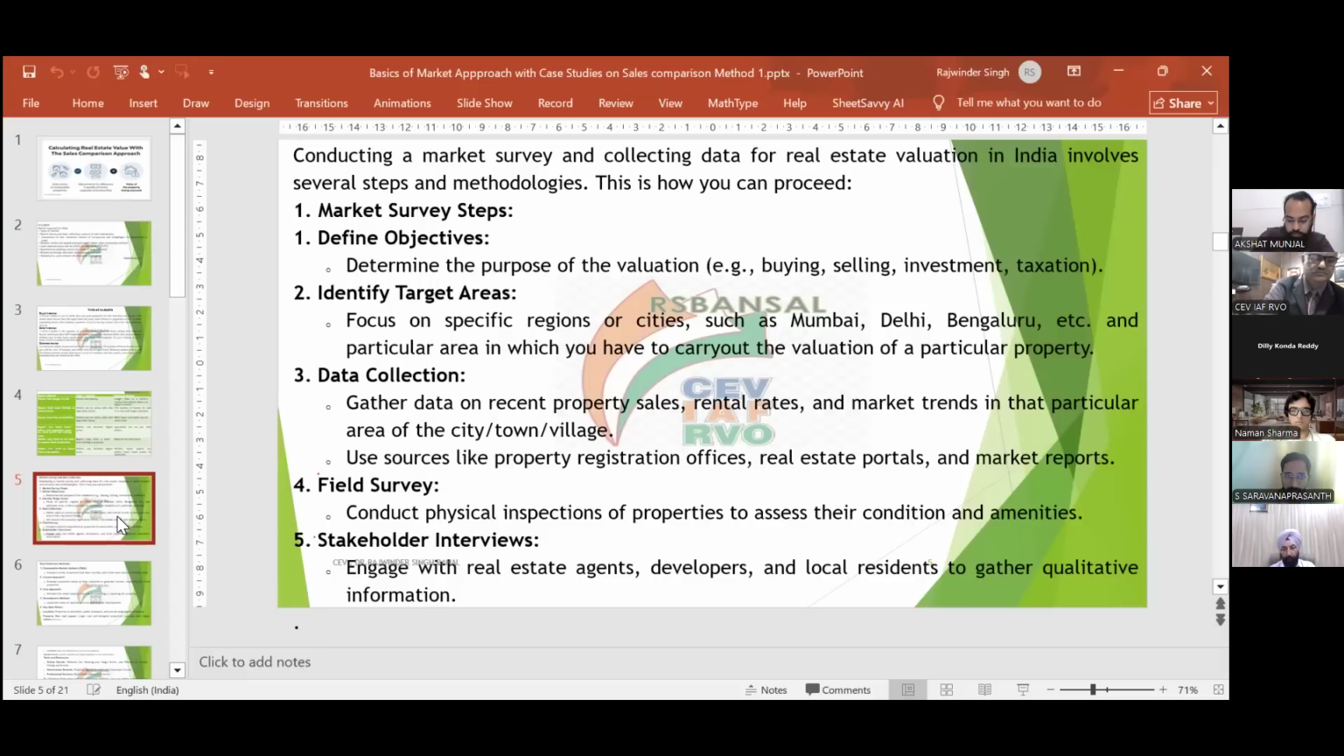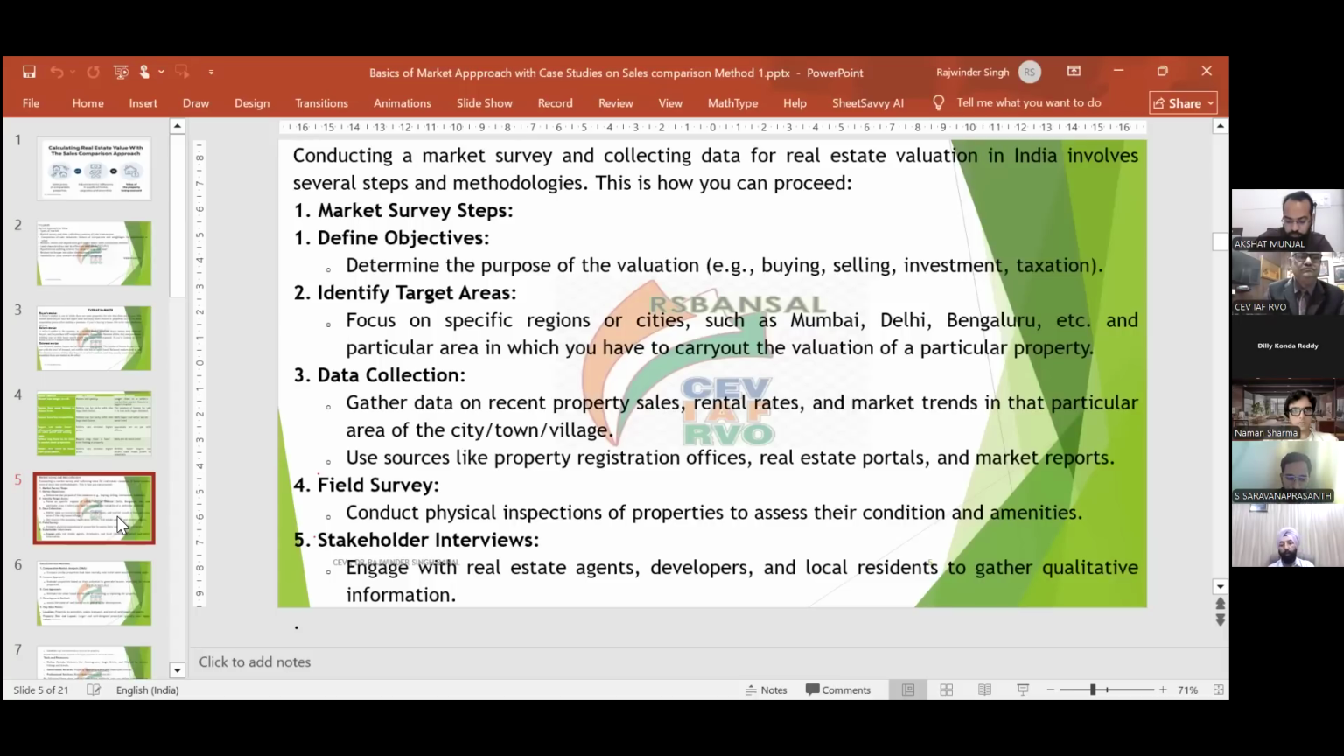at which price a similar flat in the vicinity of the flat of which you are doing valuation has been sold recently. Recently means up to 1 year, 6 months, 1 year. So you will make a survey of that. So how can you do the survey? Now we will discuss that.